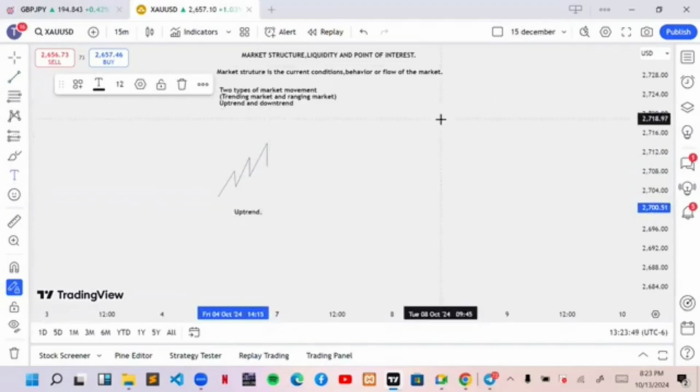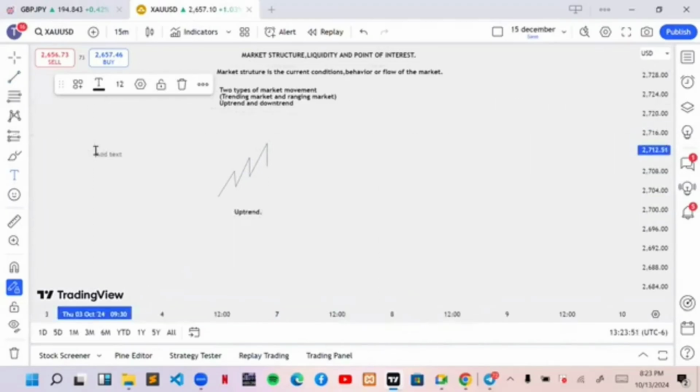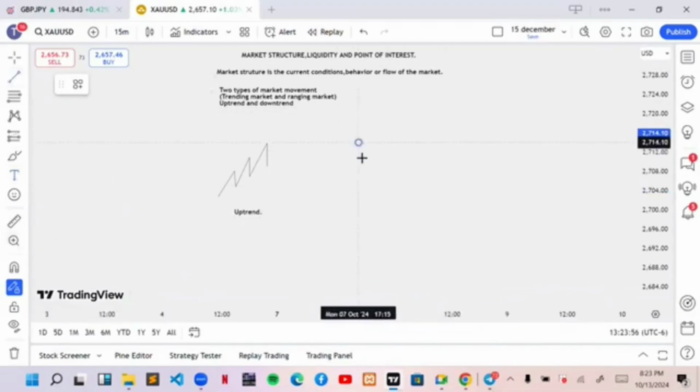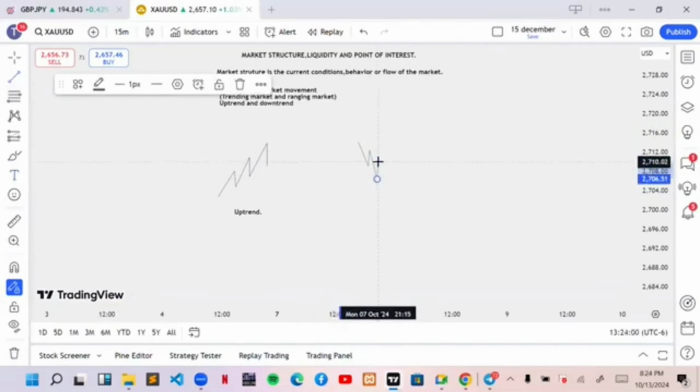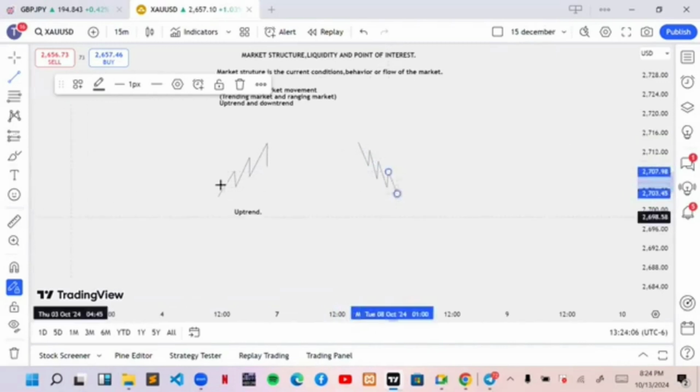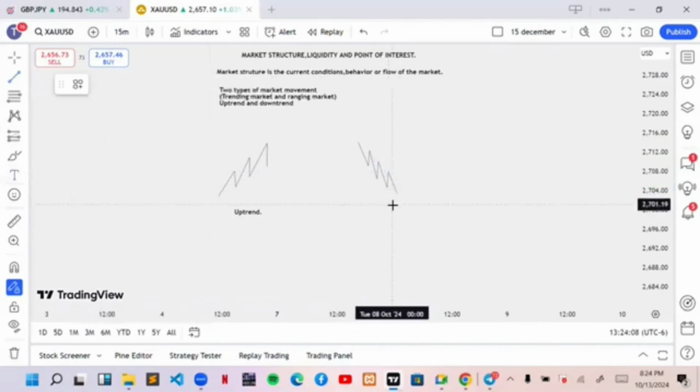Then for a downtrend, the downtrend is when the market is making a series of lower highs and lower lows. So that's what a downtrend is: lower highs and lower lows. This is what a downtrend is, and this is what an uptrend is.